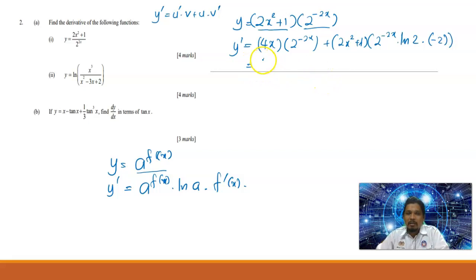So then 4x times 2 to the power of negative 2x, it means that is 4x divided by 2 to the power of 2x plus 2x squared multiplied with everything here, 2 to the power of negative 2x, natural log of 2, and then negative 2. So look at this one here now. Guys, girls, 2 to the power of negative 2x multiplied with natural log of 2 multiplied with negative 2.